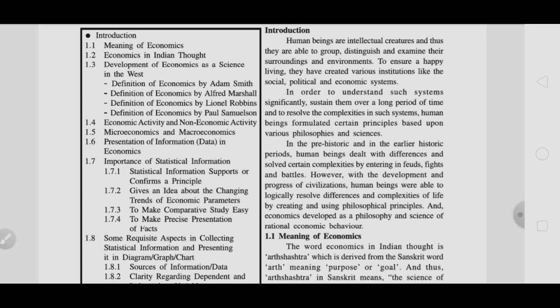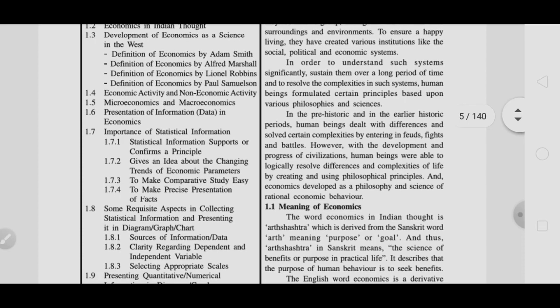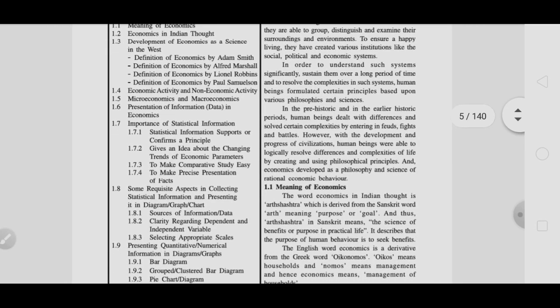Basically, economics is an Indian as well as a foreign term. So, in the second point, we will discuss economics in Indian thought. Then, in the third point, economics and the development of economics as a science in the West, because some of the authors have tried to show economics as a different science in the West also. Then we will discuss 4 different definitions given by 4 different authors.